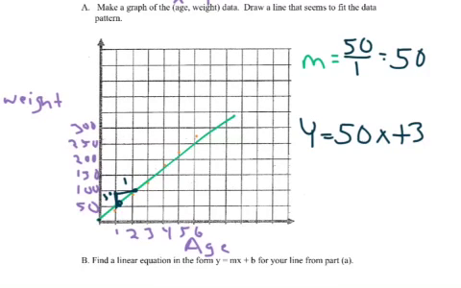Now remember, your answer can be a tinge different than what I have, as long as your slope or rate is close to 50 and your y-intercept was close to a positive 3. You're A-OK.